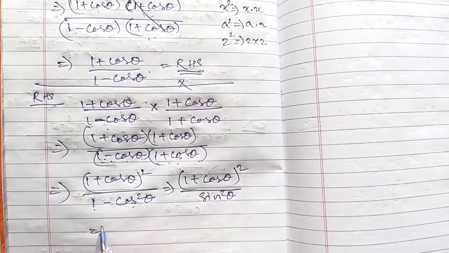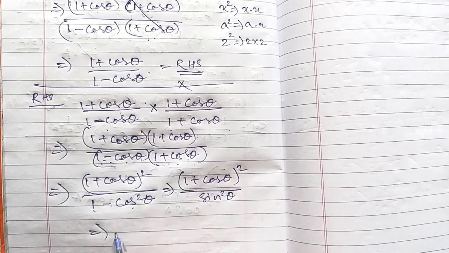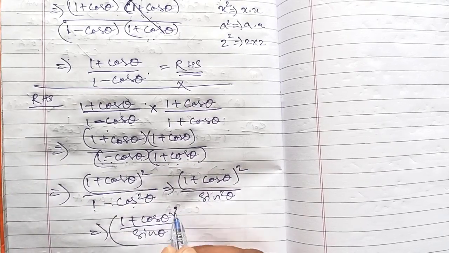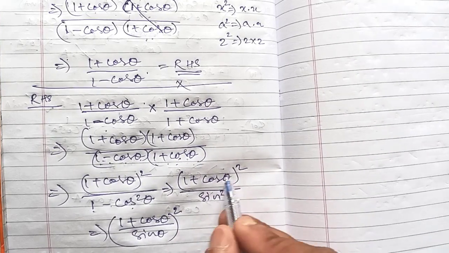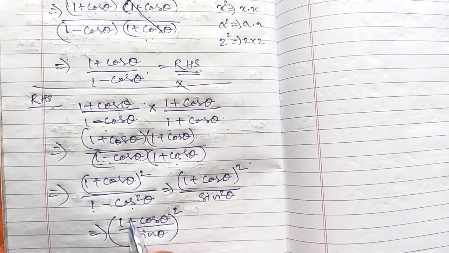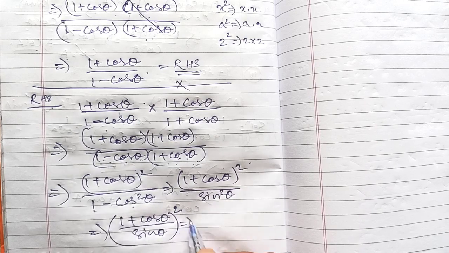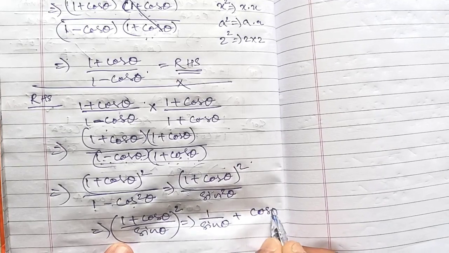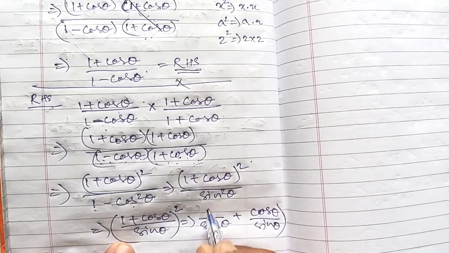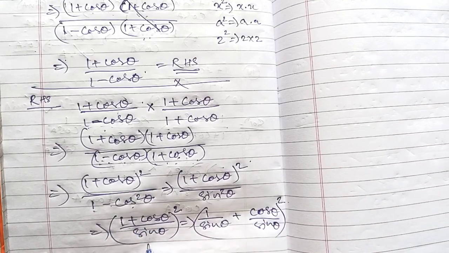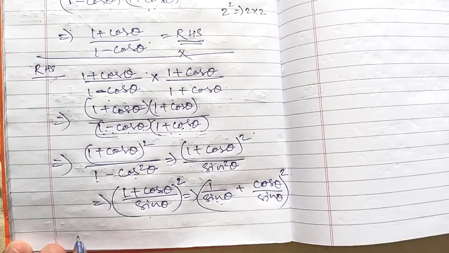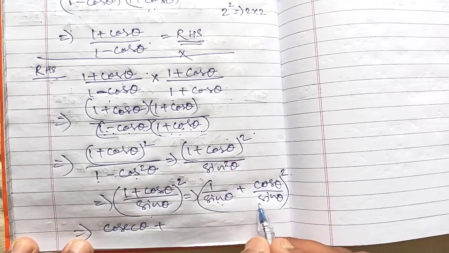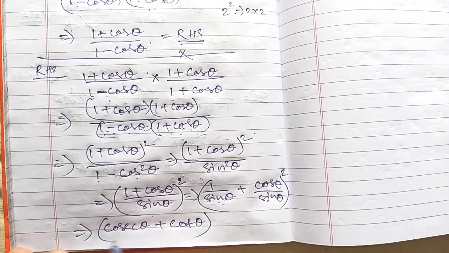Now 1 plus cos theta whole square by 1 minus cos square theta, which is sin square theta. Okay, so we will give this square to the whole term, 1 plus cos theta by sin theta whole square, because the total term is having square. Now I will separate the numerator, 1 by sin theta plus cos theta by sin theta, whole square. This numerator I have separated with the same denominator. Okay, now what will be our answer? 1 by sin theta is cosec theta, cos theta by sin theta is cot theta, whole square.